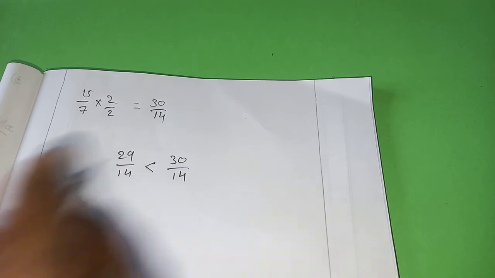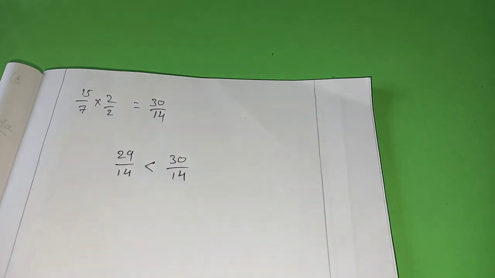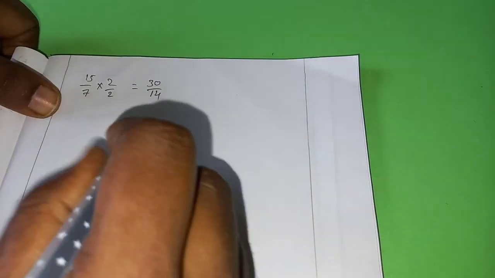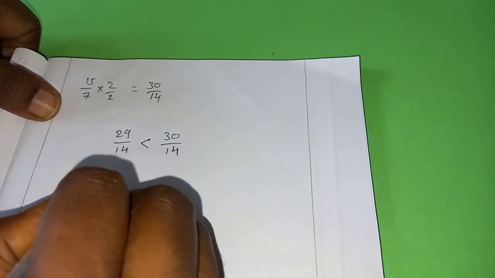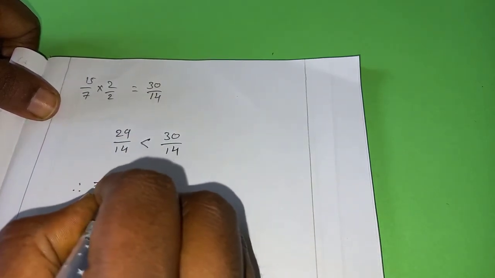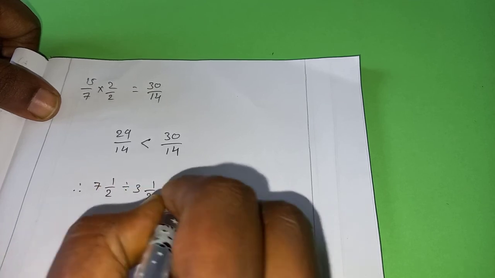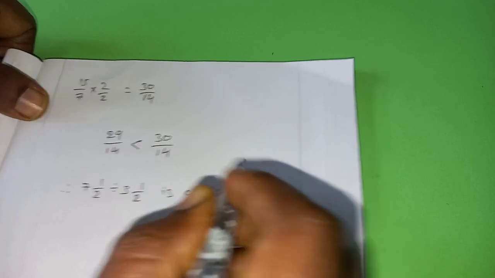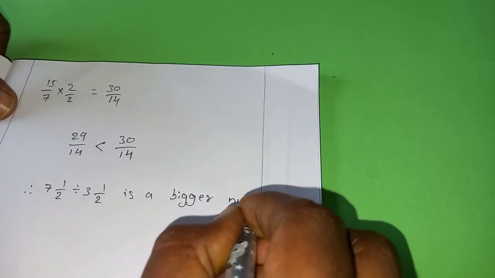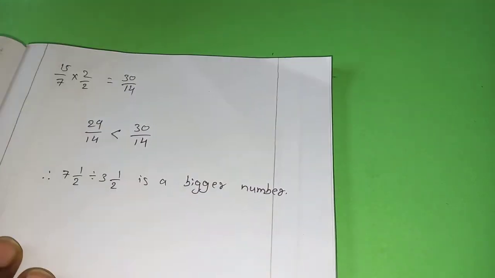So 29 by 14 is less than 30 by 14. So this is the bigger one, no? So write the final statement: 7 1 by 2 divided by 3 1 by 2 is the bigger number. Understand?